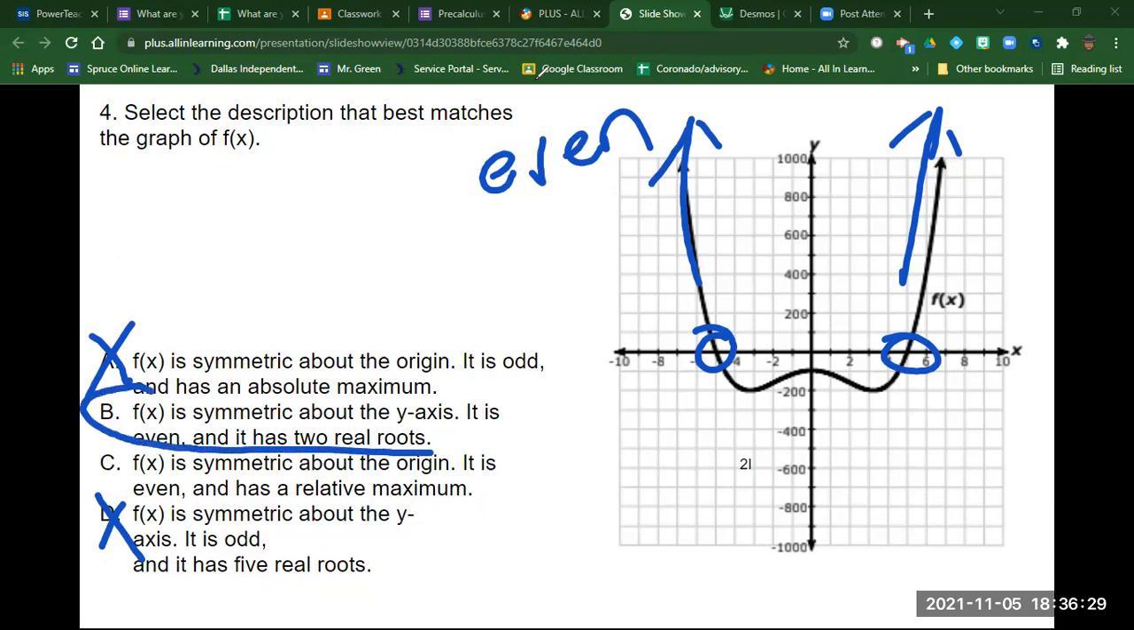So odd functions are symmetric about the origin. Even functions are symmetric about the y-axis. So that's why B is the answer to this problem. Let's keep going.